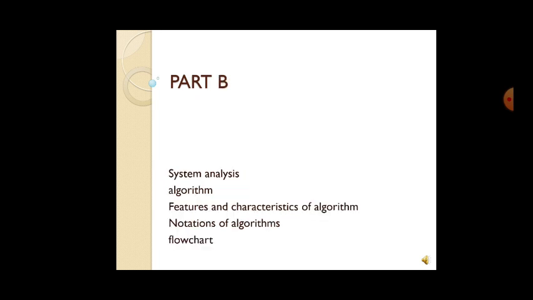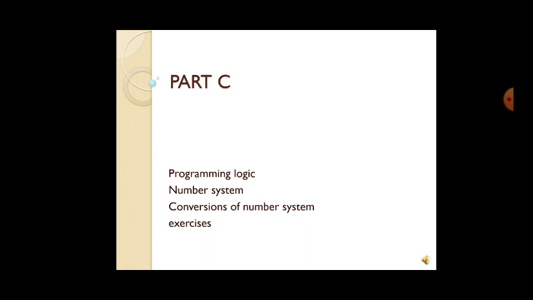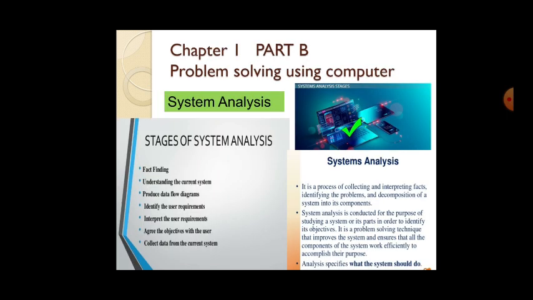Then let us continue with part B now: system analysis, algorithm, features and characteristics of algorithm, notations of algorithm and flowchart. In part C, we are going to learn about programming logic, number system, conversion of number system and exercises. Our first chapter is problem solving using computer.